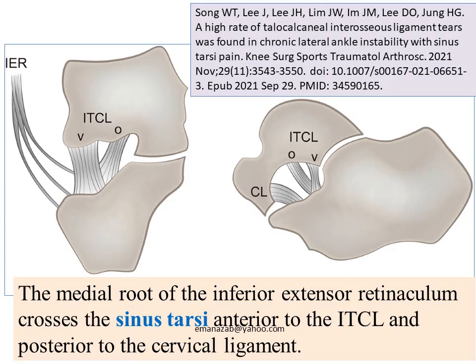Diagram of the subtalar region. In sagittal section, this is the vertical and oblique band of the interosseous ligament. This is the cervical ligament, and as you see, the cervical ligament is anterior to the interosseous ligament. In coronal section, this is the vertical band and oblique band of the interosseous ligament. Notice that the oblique band is medial to the vertical band. The three roots of the stem of the inferior extensor retinaculum. The medial root crosses the sinus tarsi anterior to the interosseous ligament and posterior to the cervical ligament.